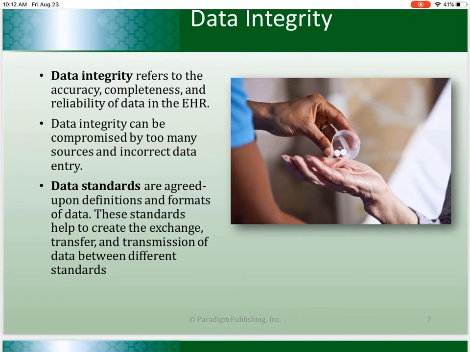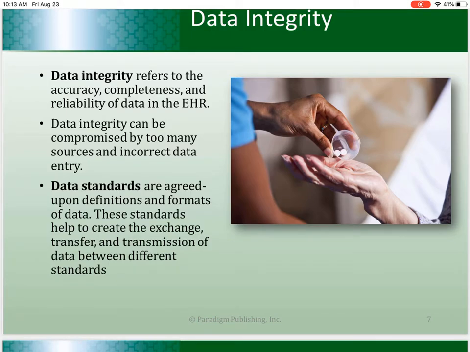Now, what happens when that happens? When something's not entered correctly or it's not entered at all? Well, we may harm our patient. We may give them a medication that they're allergic to, and they could have an adverse reaction to the medication, and then we're doing more harm to our patient than good. So to prevent incorrect data, policies and procedures for data standards should be implemented.